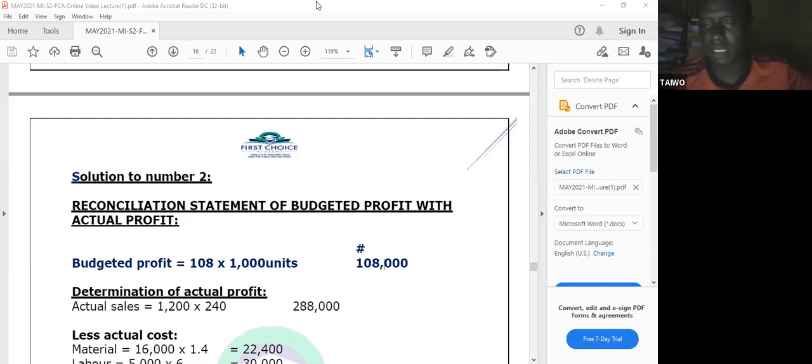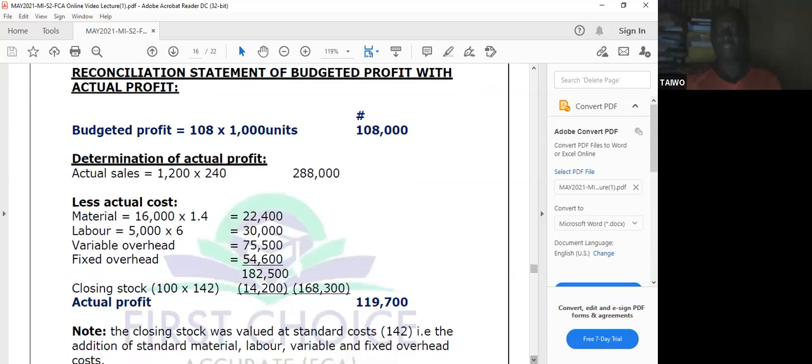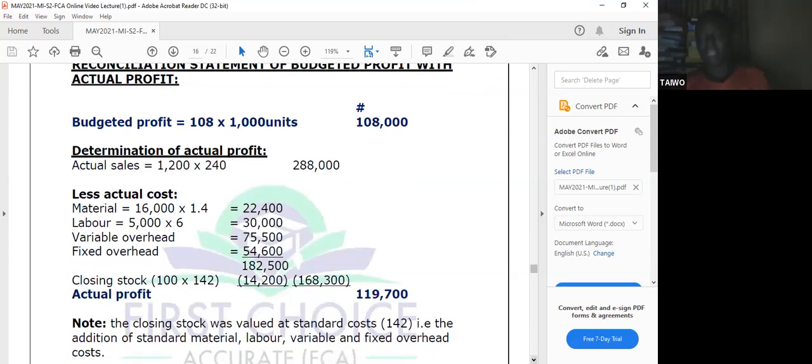Yeah, thank you. Now look at it. In the reconciliation statement, we wanted to make 108,000 naira profit. That's what we wanted to make. But what did you actually make? You need to go and get your actual profit. To get our actual profit, you will use what we call the actual information. The actual information is what you use to determine your actual profit.